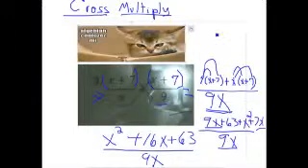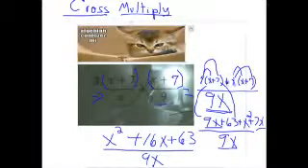Now what a lot of you are getting confused with is distribution. So the next thing you need to do is know how to distribute. Distribute means to go into both numbers in the brackets. 9 times x and then 9 times 7. 9 times x is 9x. 9 times 7 is 63.